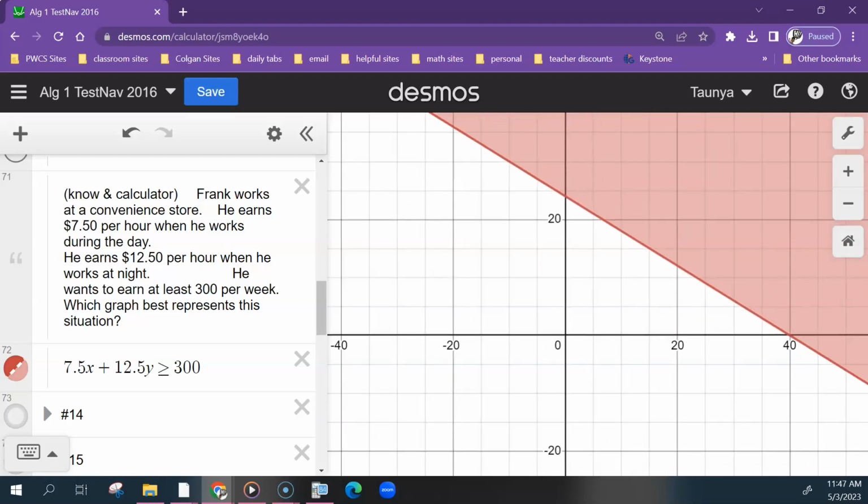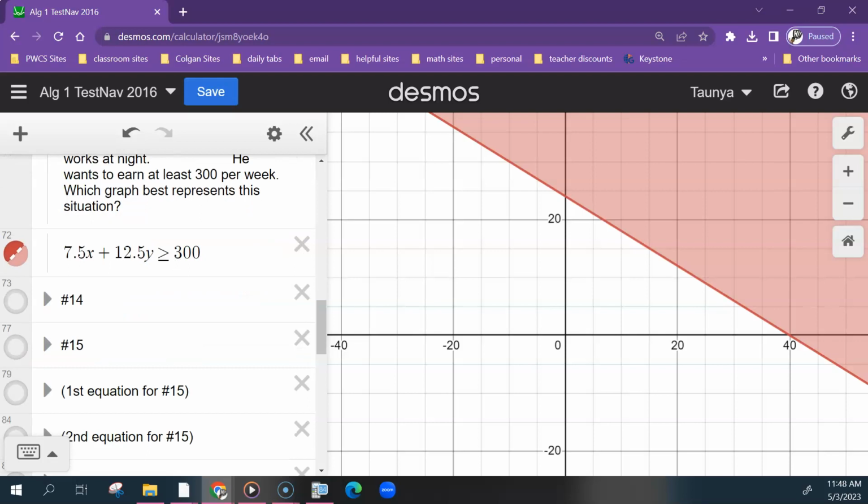Okay, for 13, because it's a word problem, you would have to know how to set up the inequality. It gives you these numbers, 750 per hour, 1250 per hour, at different times, night and day. He wants to earn at least 300, so he could earn 300, but if he earns more, he's not going to be mad about it. So that would be 7.5x plus 12.5y is greater than or equal to 300.